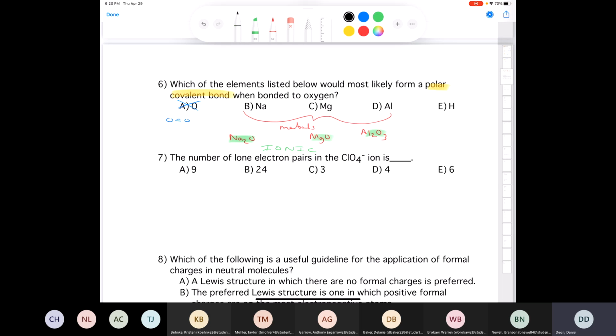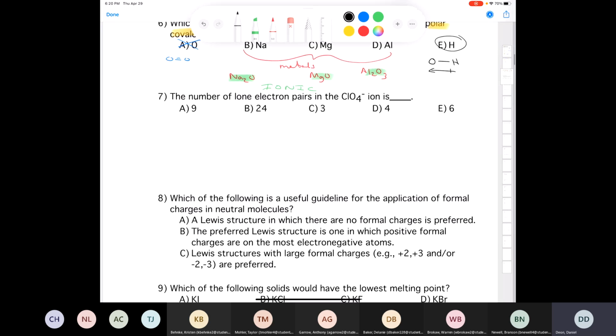However, the bond between an oxygen and a hydrogen is a polar covalent bond, right? With a dipole that goes in this direction. Just like the oxygen-hydrogen bonds that we see in a water molecule, which are polar covalent. So the answer is the hydrogen.